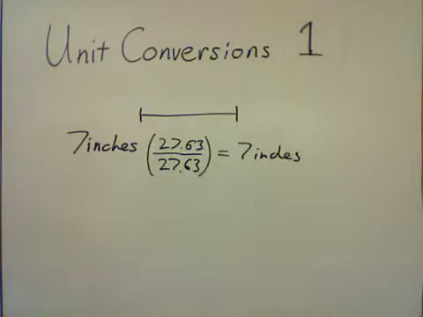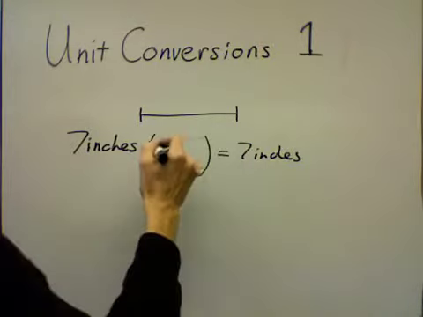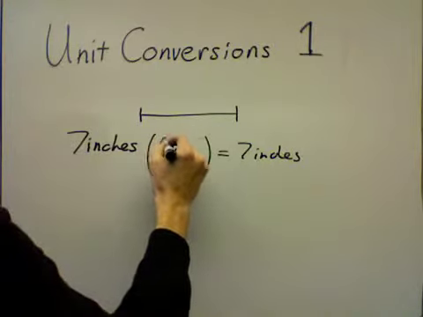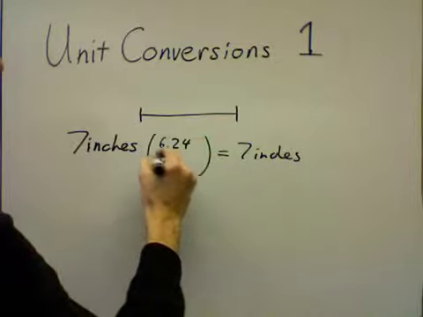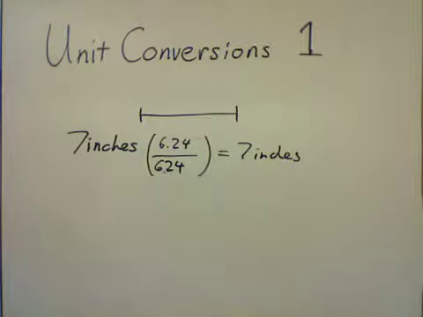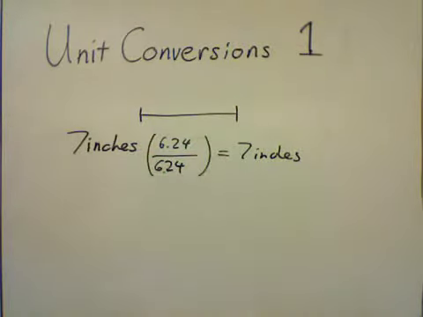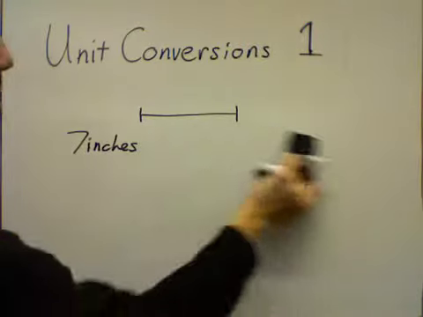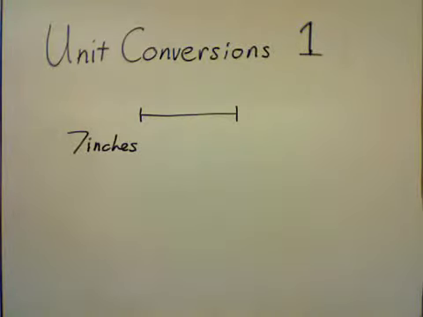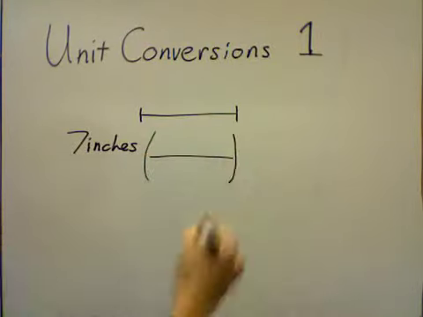You notice that I can write any number I like in this ratio. I can write 6.24 over 6.24, and it's still equal to 7 inches, because I have kept this ratio equal to 1. Well, for the unit conversions, we're going to make use of that. We're going to multiply 7 inches by some ratio which is equal to 1. But the ratio we're going to put in here is going to have units.